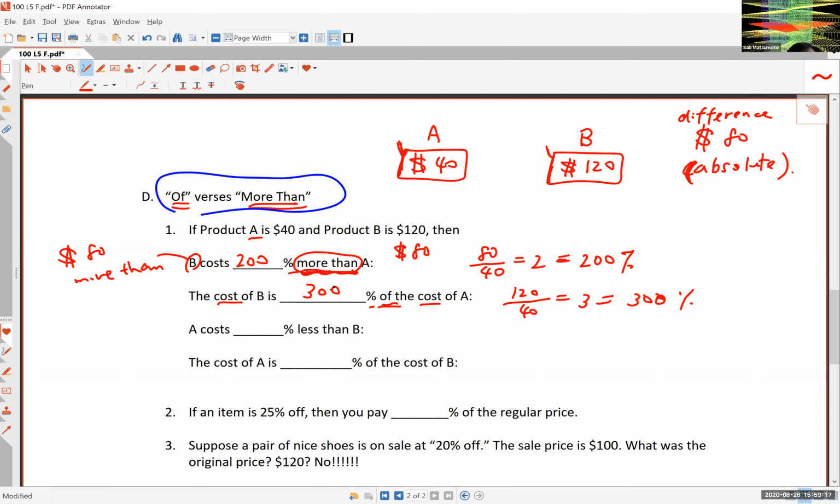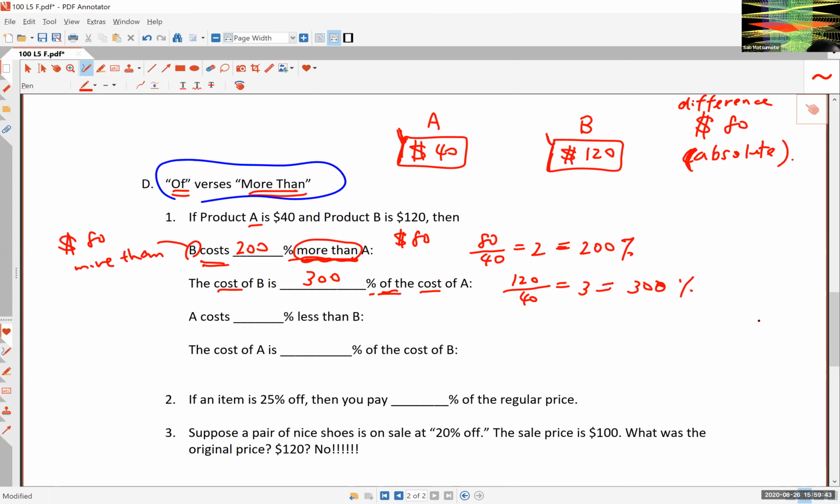Okay, so the price of B is 300% of the price of A, even though B costs 200% more than A. Confusing? Okay, if you're confused by this, you may want to review this, maybe listen to this repeatedly. You may want to try some exercises a few times just to make it clear in your mind.